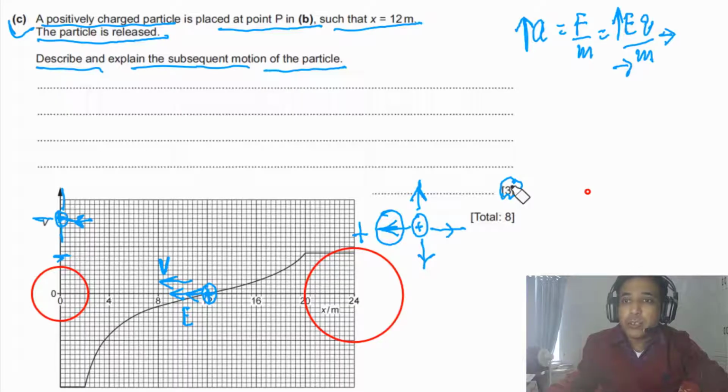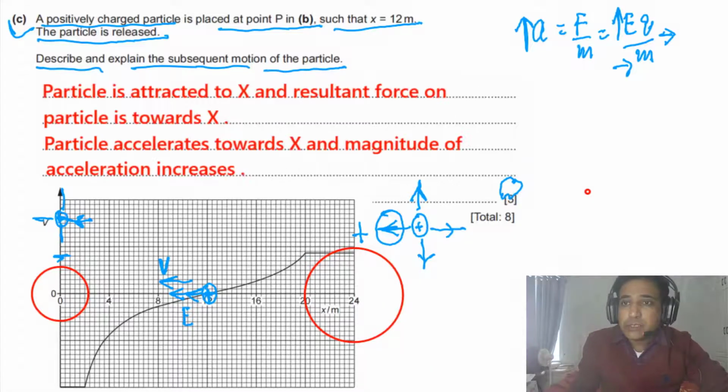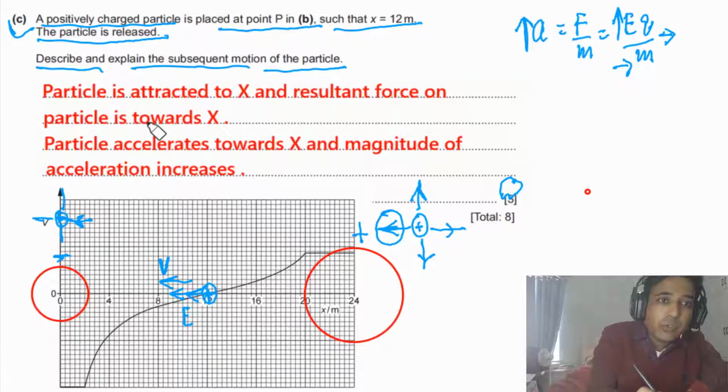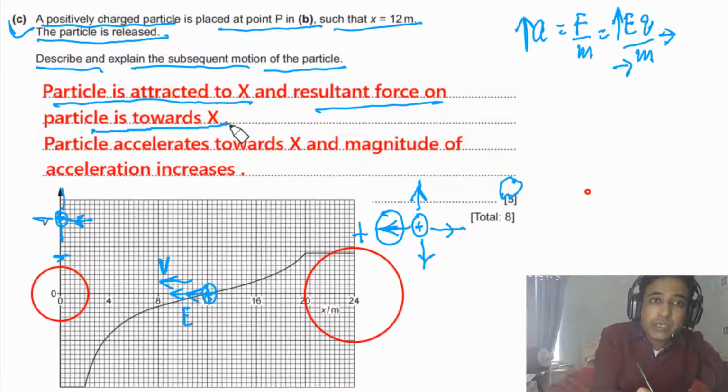Now let me show you the answer, how you can write down the answer. This is how you can write down the answer, and in the answer you can mention these points. You can say particle is attracted to X and resultant force on particle is towards X. Particle accelerates and magnitude of acceleration is increasing.